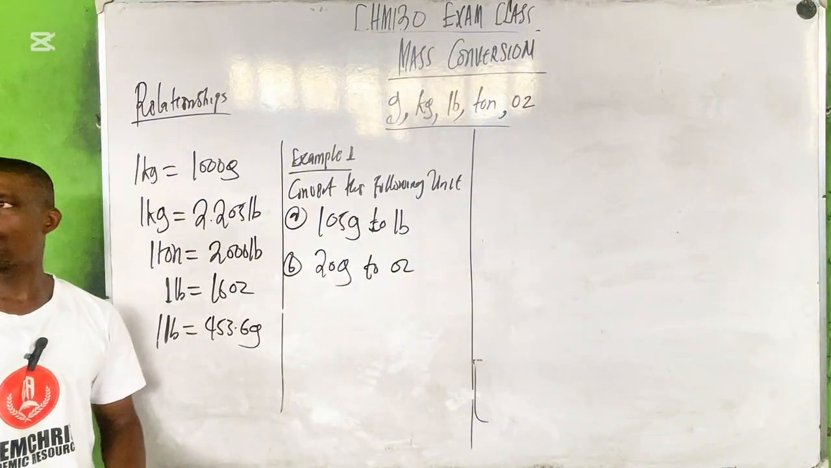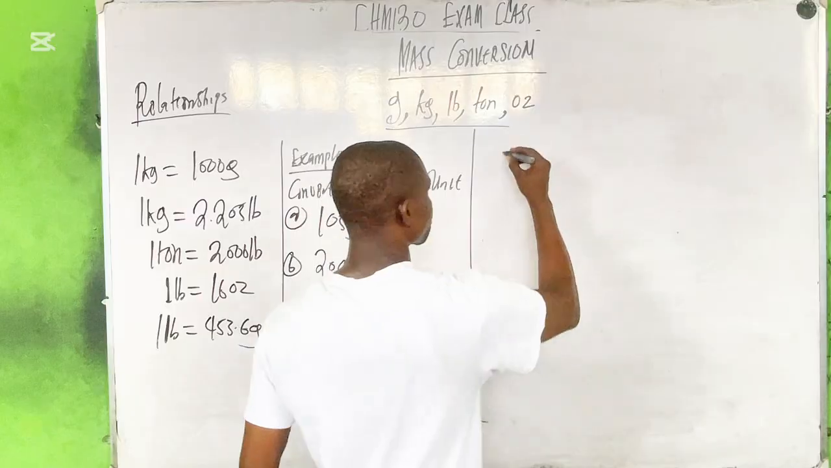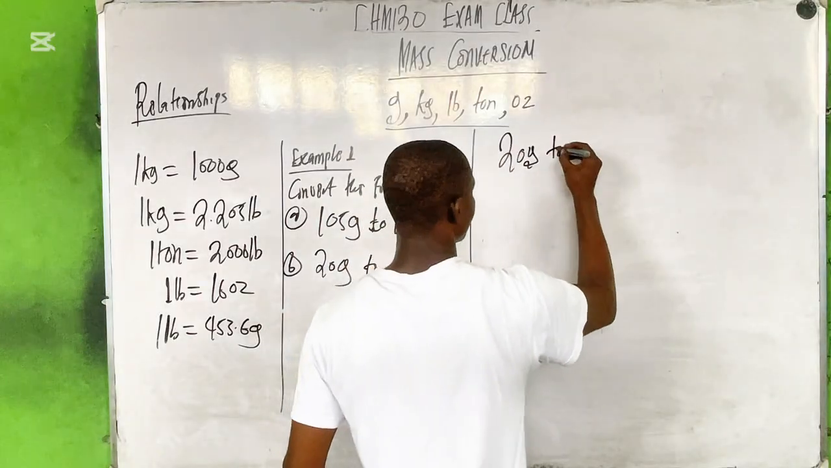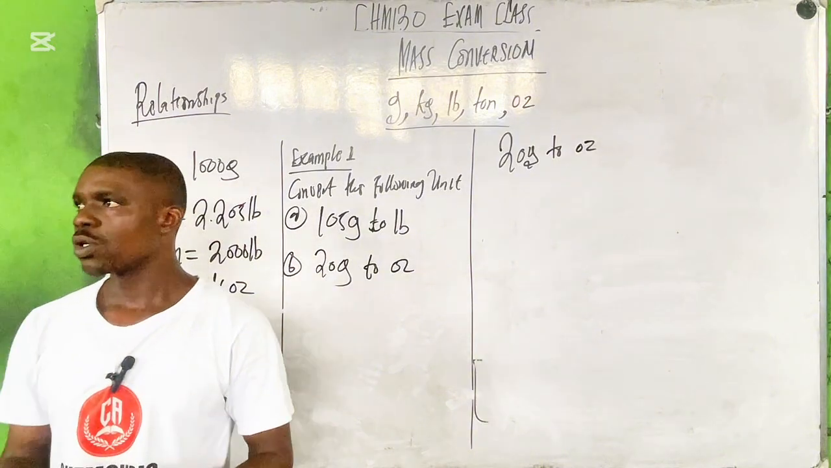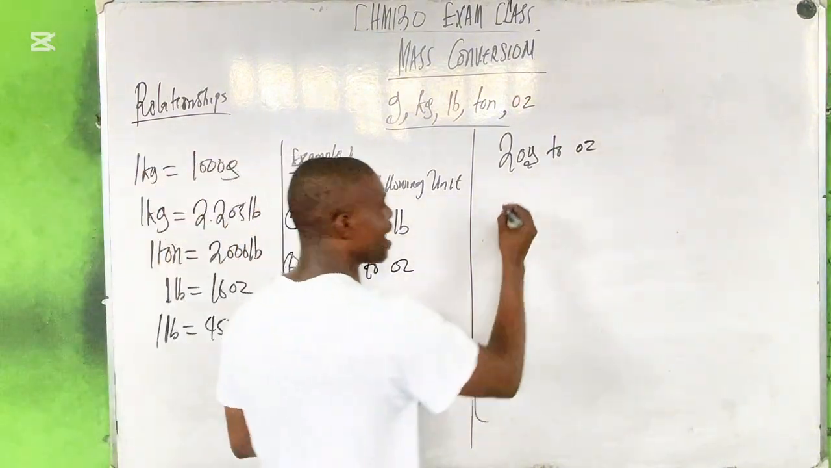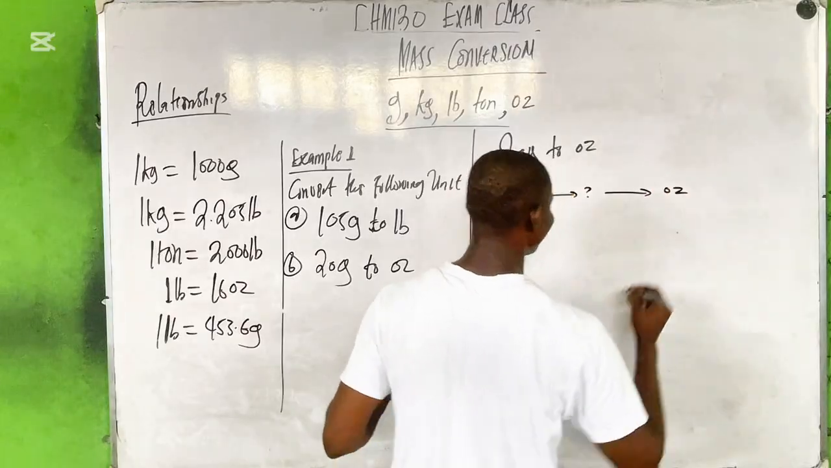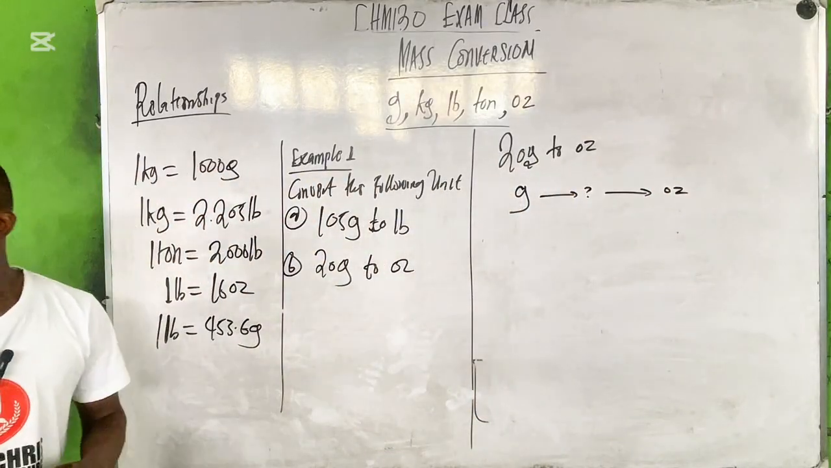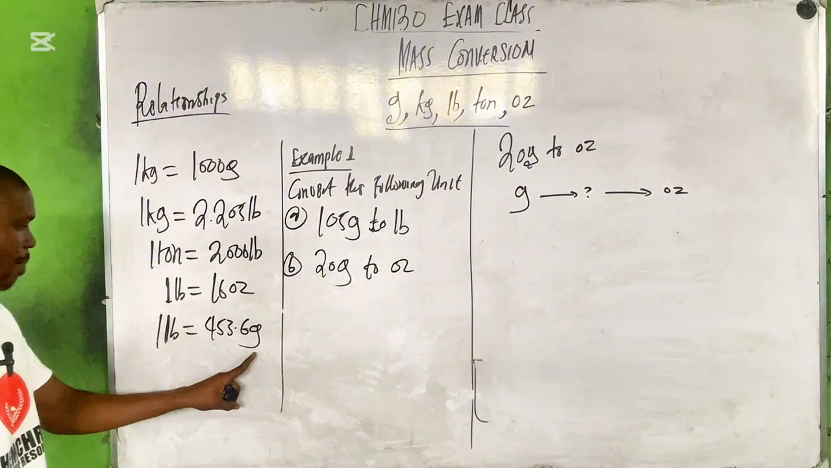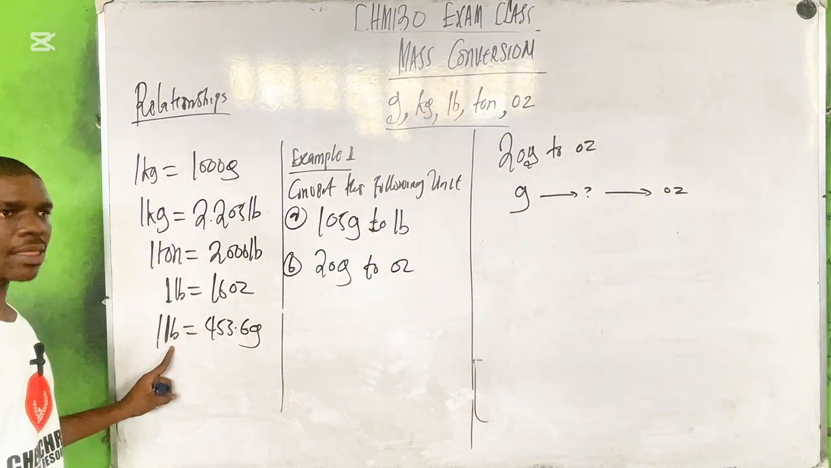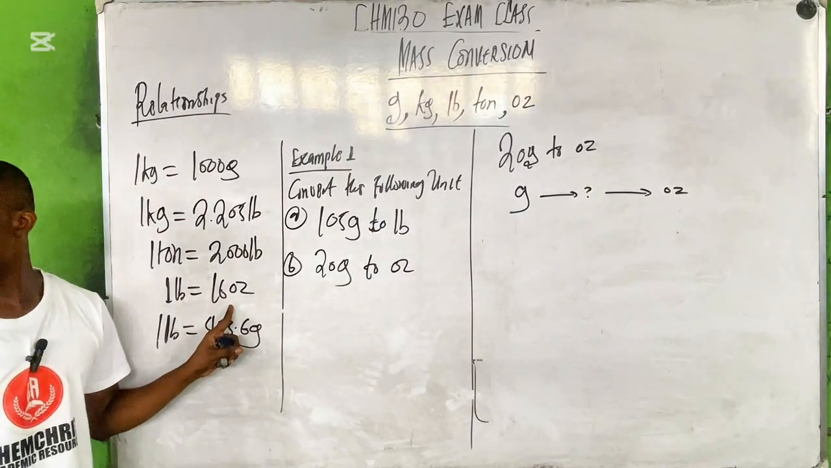Let's look at this one here. 20 gram to ounce. Do we have that relationship to ounce? No. That is, from gram we need to get to somewhere before we move to ounce. Now, do you know that from gram, we can move to pounds, right? And from pounds, we can move to ounce. Are we together here?